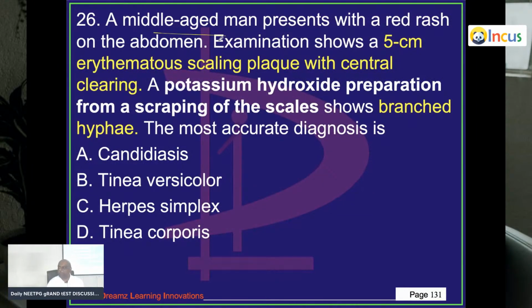A middle-aged man, 5 centimeter erythematous scaling plaque with central clearing, KOH preparation from a scraping of the scale shows branched hyphae. What is your answer? Simple. Tinea corporis. I told you, one MCQ definitely on dermatophyte infections.